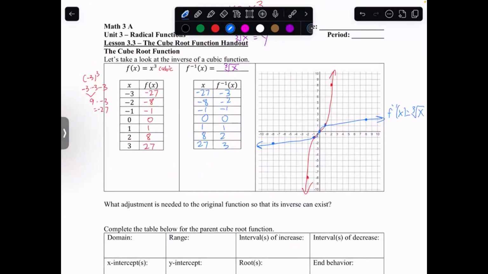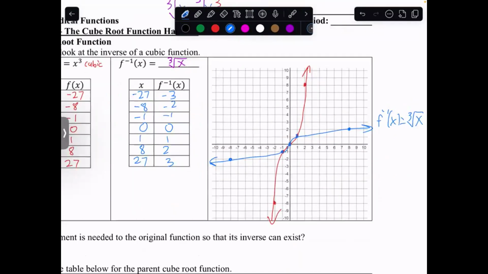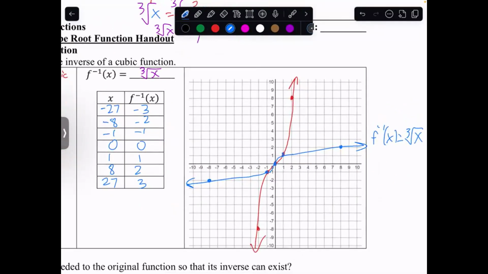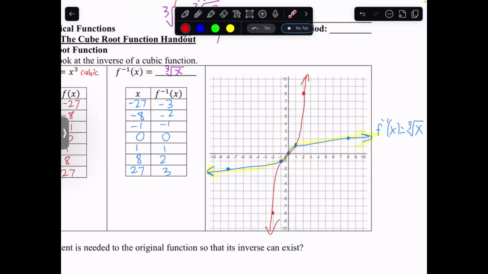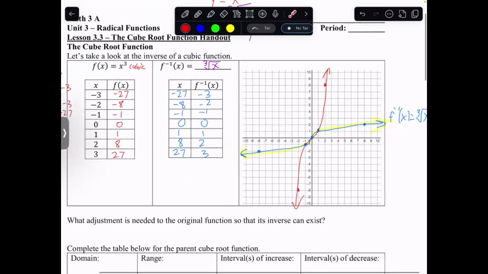Okay, so on the first handout for today, right, we said, oh, you got to chop off half of the graph so that it's a function. But looking at this one, it's already a function, right? It already passes the vertical line test. So we do not need to restrict the domain. Unlike the square root function where you cannot use negative x values, here you can.